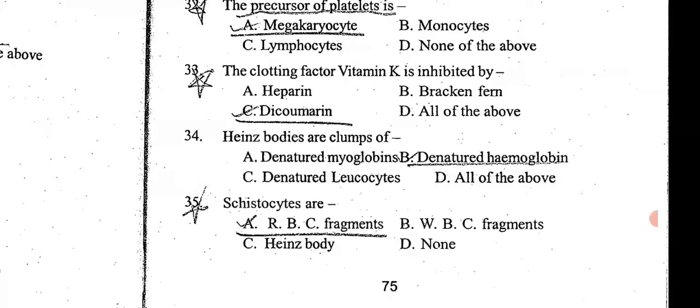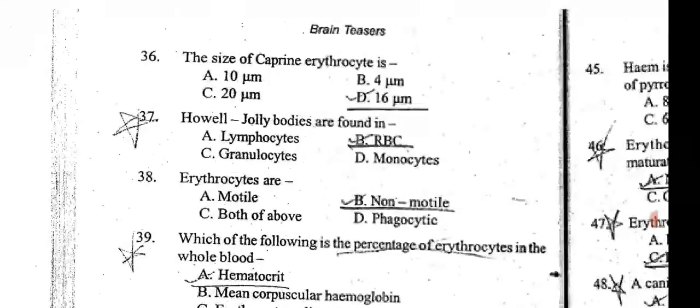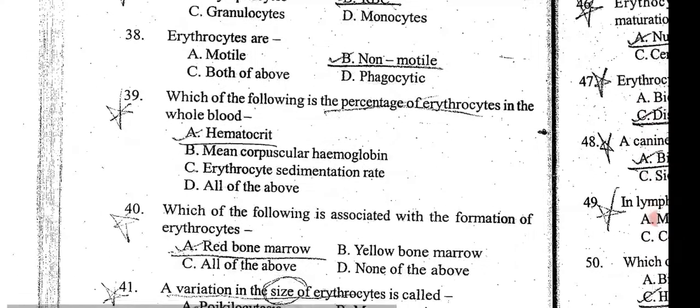Red blood cell having denatured hemoglobin, Heinz body. Red blood cell, nuclear remnant, Howell-Jolly body. And schistocytes, red blood cells fragmented, are the schistocytes. Howell-Jolly bodies are found in red blood cells, and they are the red blood cells having the nuclear remnant. Erythrocytes are non-motile, they have no flagella, no cilia, they move in the direction of the flow of the blood.